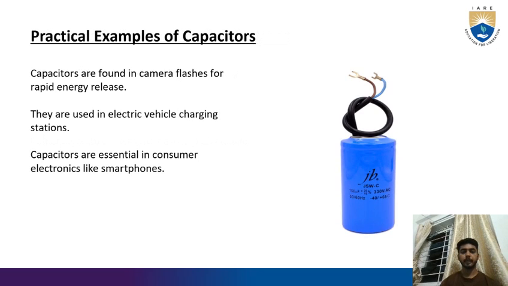Practical examples of capacitors. Capacitors are found in camera flashes for rapid energy release. They are used in electric vehicle charging stations. Capacitors are essential in consumer electronics like smartphones.